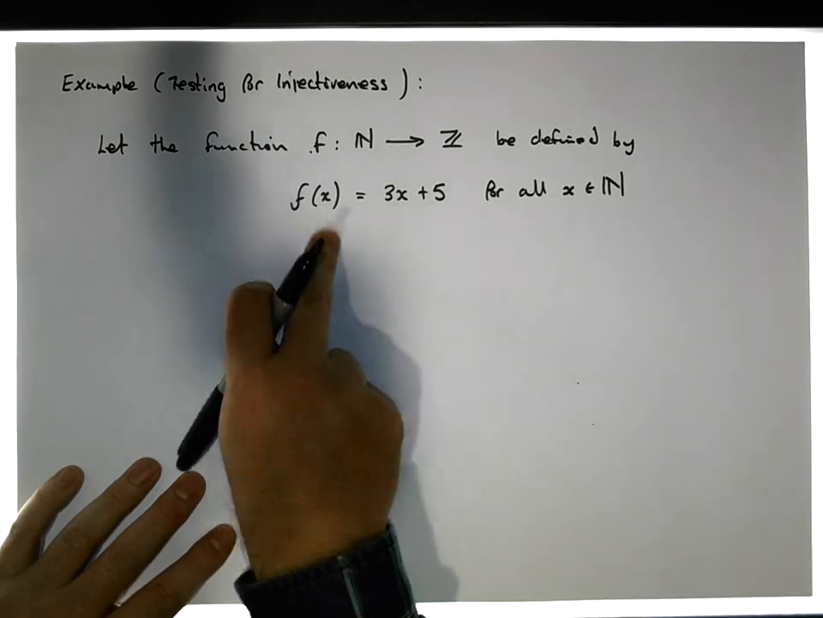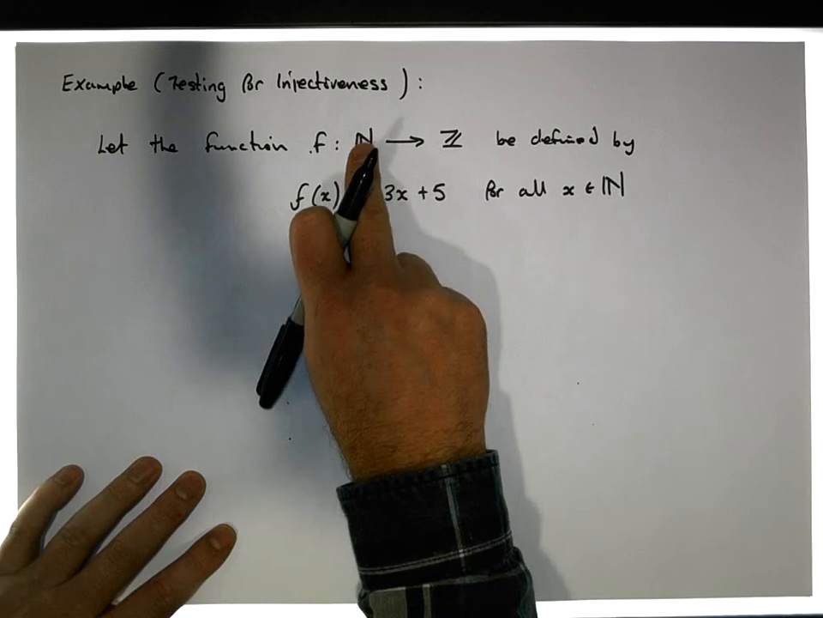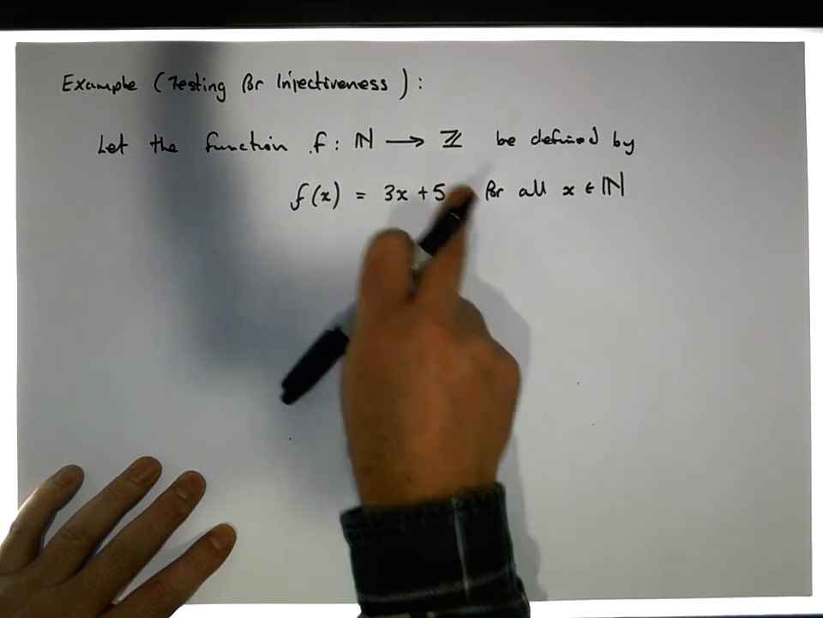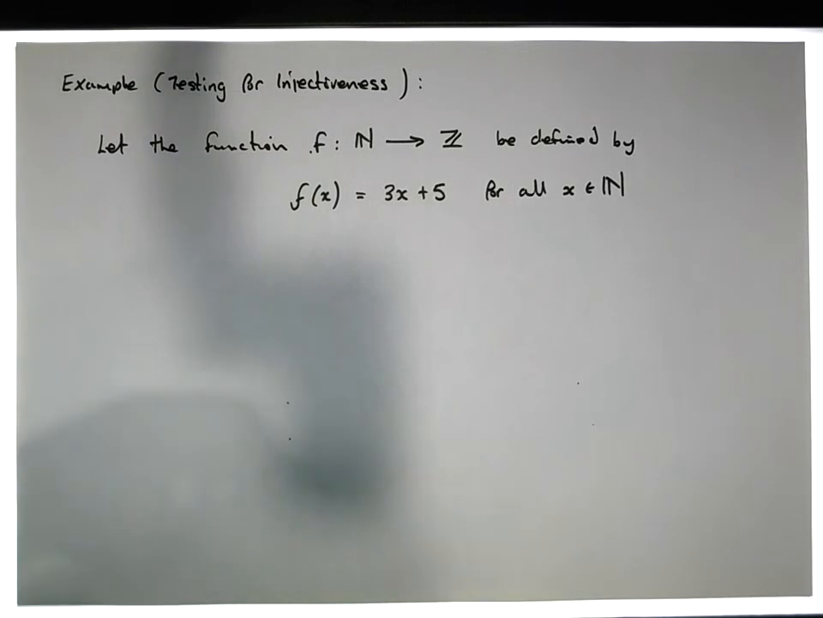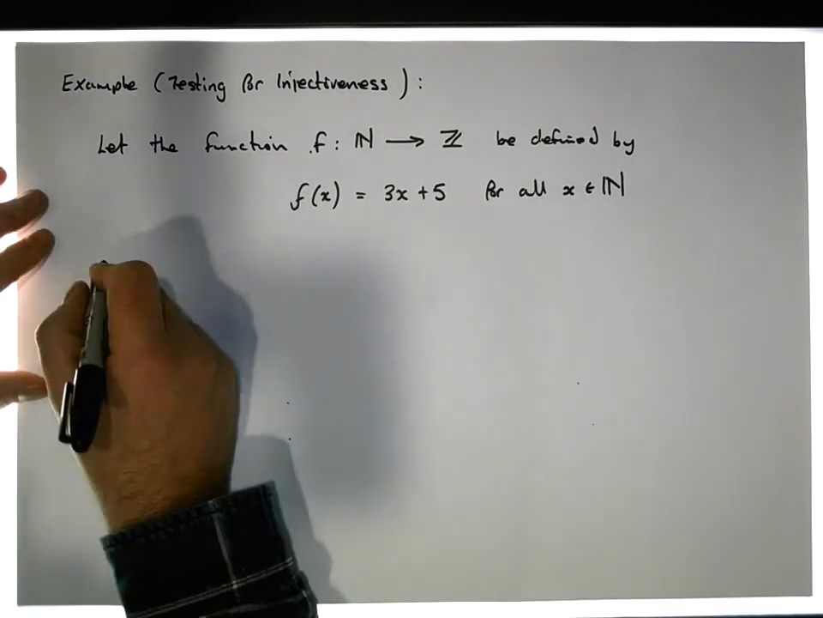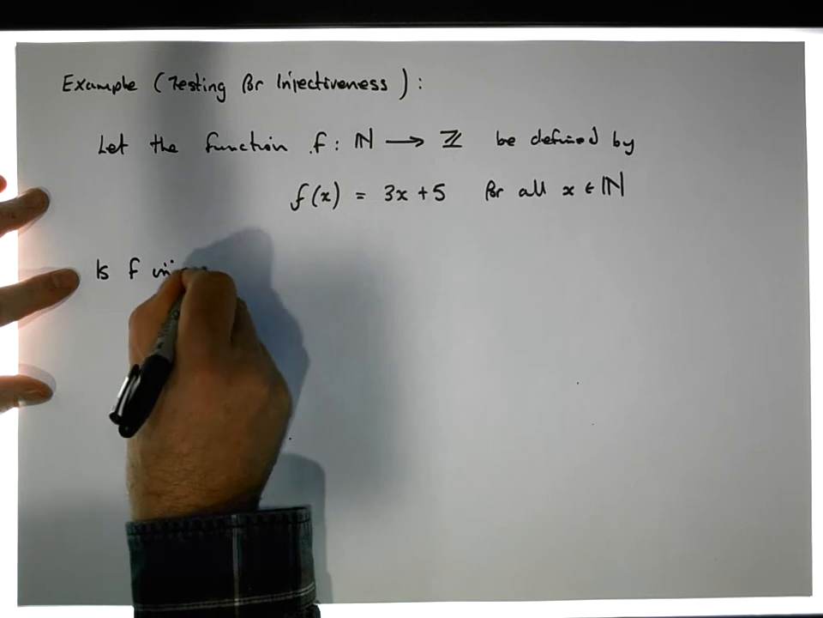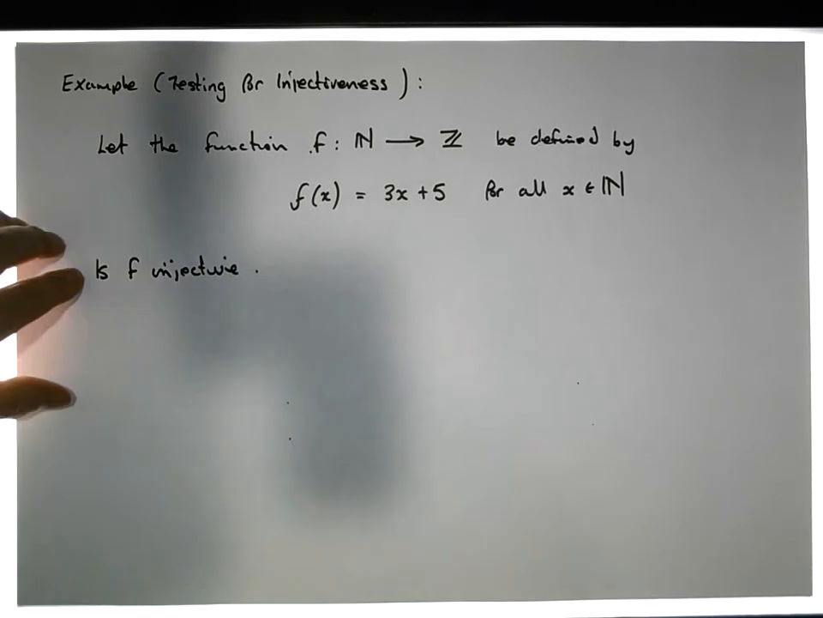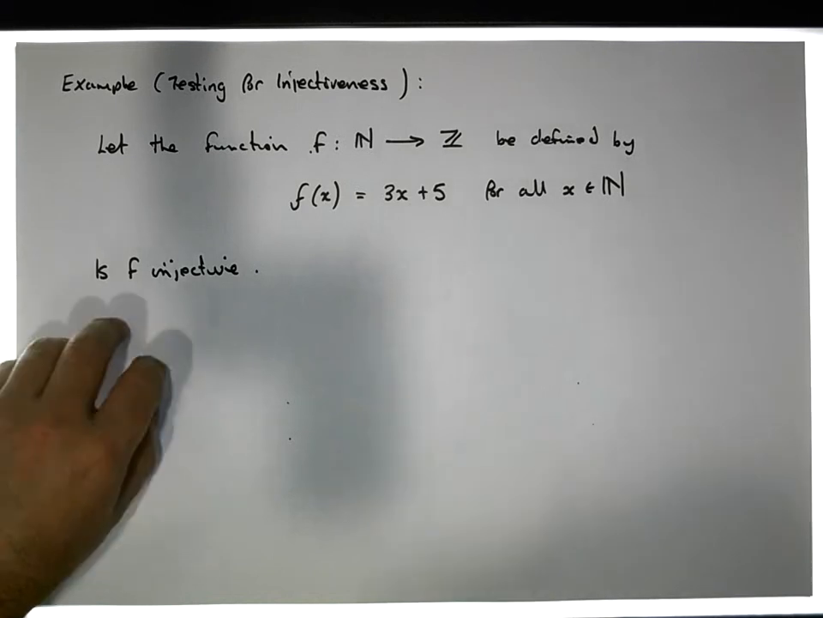So the function takes in values, x's that are elements of the natural numbers, so these come from our domain, and what we get back is 3 times the value that we've input plus 5. And the question we have is: is f injective? There are many ways that we can do this.